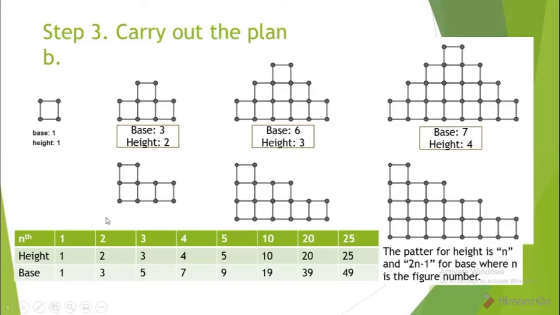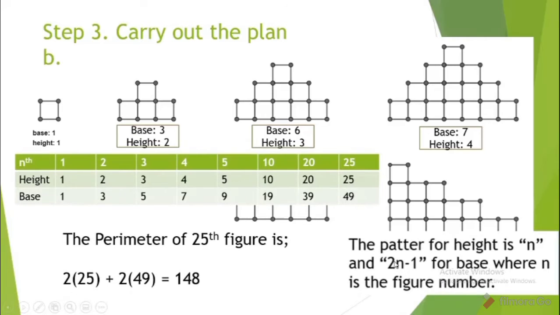So same lang. Okay. Makikita natin dito yung base ng first figure is 1, ang second figure is 3, third figure is 6, and fourth figure is 7. And yung height ng figure 1 is 1, figure 2 is 2, figure 3 is 3. So makikita na agad natin yung pattern. Ang pattern ng height is mag-i-equal lang siya sa number of figure. So, sa figure 5, ang height niya is 5 and ang base niya is 9. So, paano naman natin makukuha yung base? Yung pattern ng base is 2n minus 1, where n is the figure number.